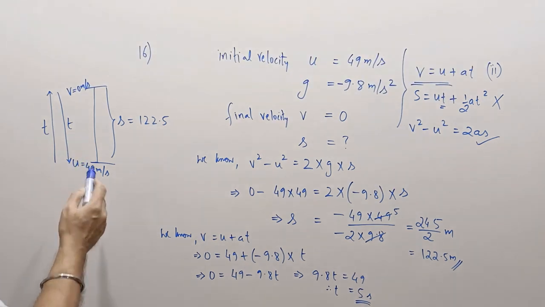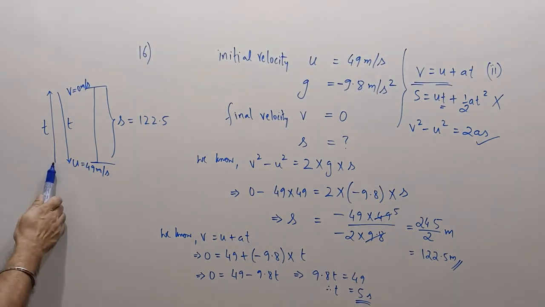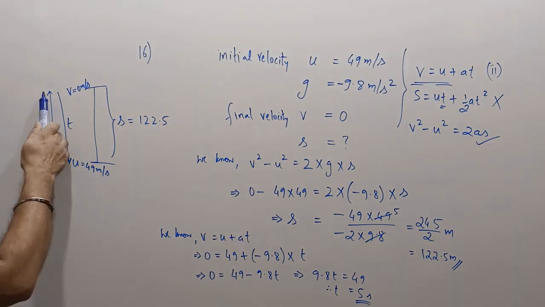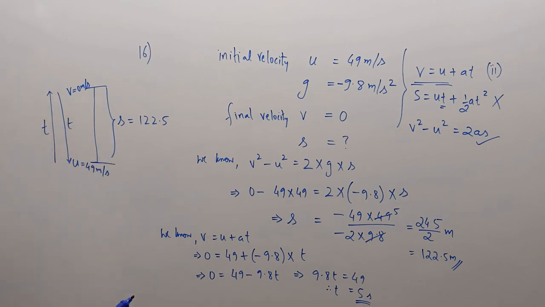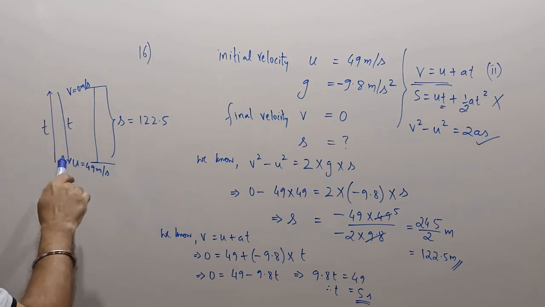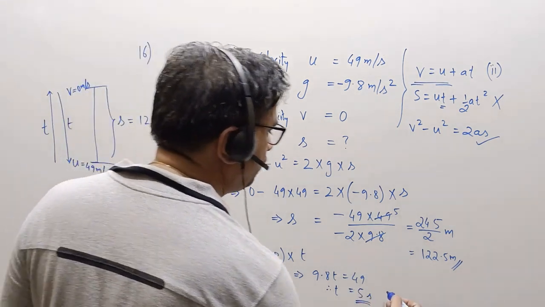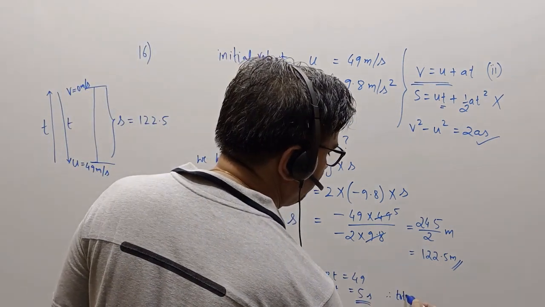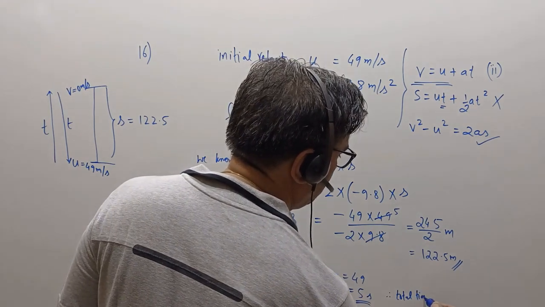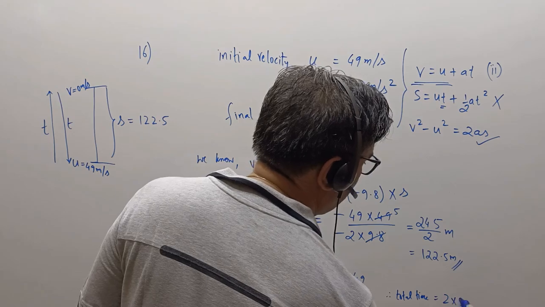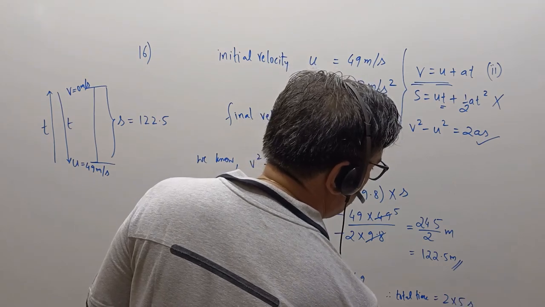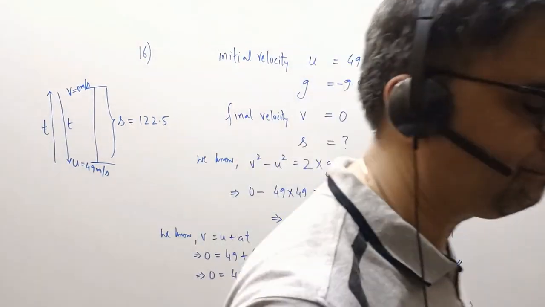This is the time that the object takes to go from this position to the top. But here they have asked us to find out the total time for the complete journey. Therefore the total time taken would be 2 into 5 seconds, and that is equal to 10 seconds.